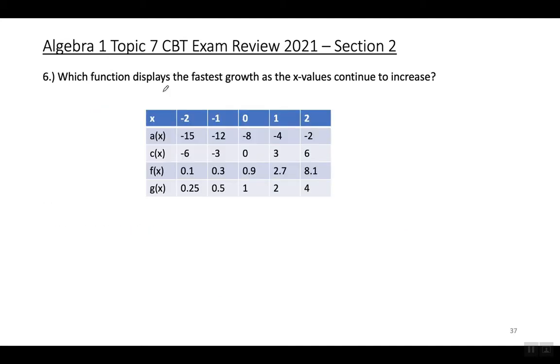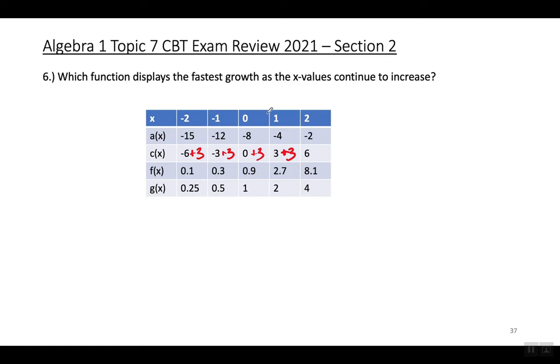Number six. Which function displays the fastest growth as the x values continue to increase? Okay, so first of all, if you look at them, first of all, look at C of X. Look at this one a second. In this one, they're just adding 3 every time. They're adding 3, adding 3, adding 3, adding 3. Okay, so they're just adding 3 every time. Really, the ones that are going to display the fastest growth are going to be the exponential ones. So let's look at those.